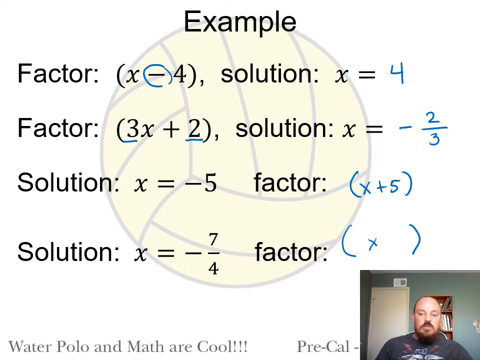You're going to do it the same way. You're going to change the sign so it would be plus. The 7 goes here and the 4 goes there. So the factor would be 4x plus 7. Just working that little shortcut backwards. So real important with what we're going to be doing for the rest of this section is realizing that if I ask you for solutions or factors, you can do either one and real quickly get the other from it.